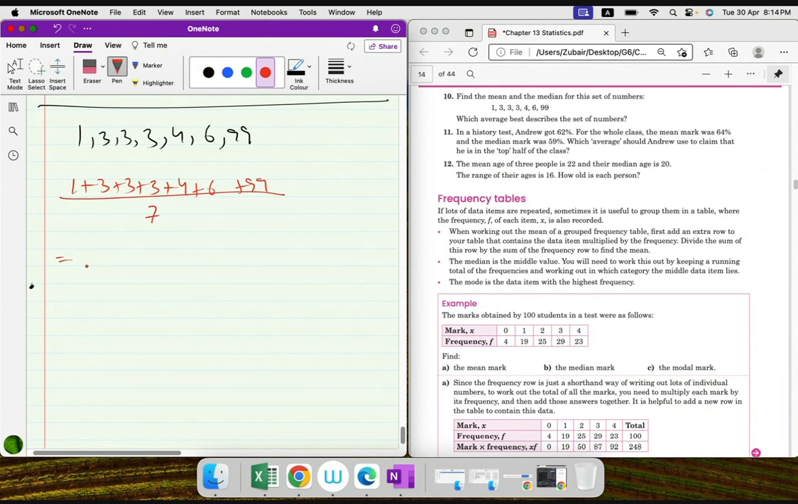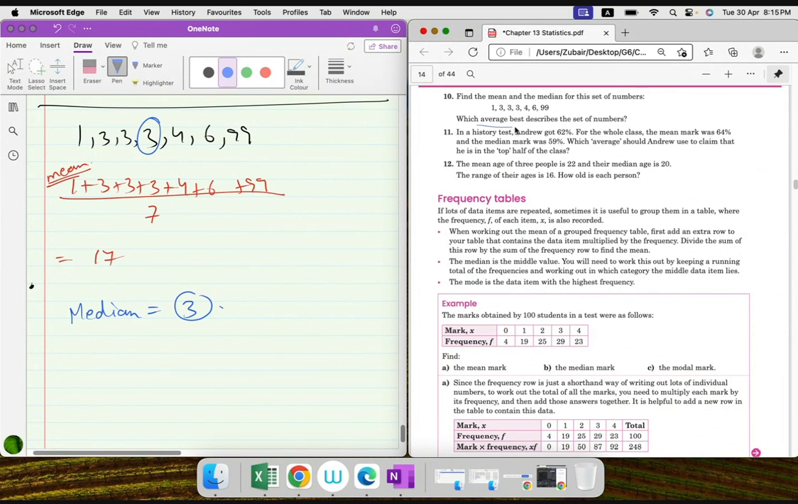And I'm using calculator. 17. So 17. Mean is equal to 17. And when we talk about the median, so 1, 2, 3, this is the middle number. Median is equal to 3. Now, this statement says which average best describes the set of numbers.